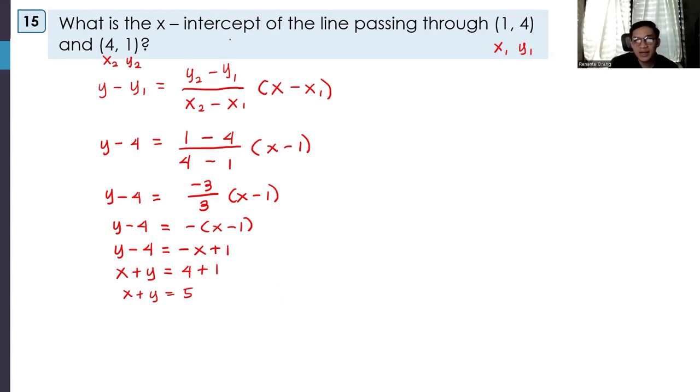Pero yung hinahanap natin, class, is yung x-intercept ng line na to. So, in finding our x-intercept, we just need to substitute y is equivalent to 0 to our line formula. So, magiging x plus 0 is equivalent to 5. So, therefore, its x-intercept is 5, and that is our final answer.